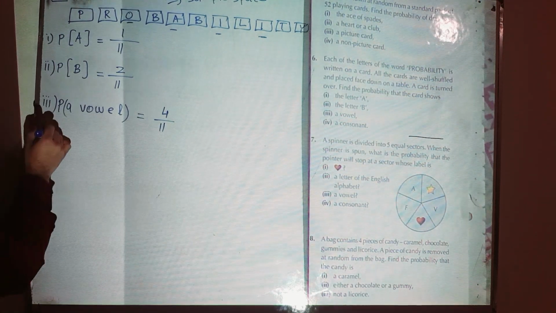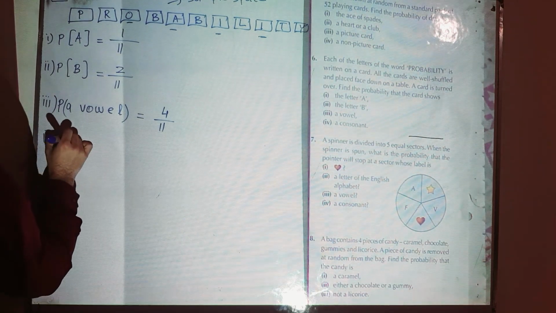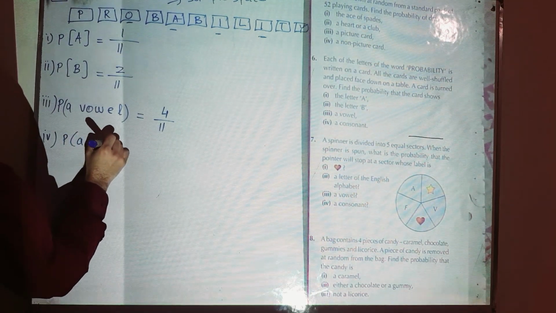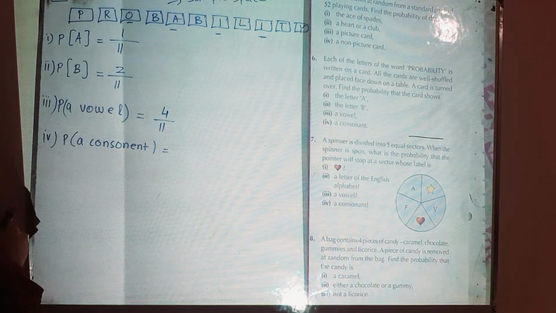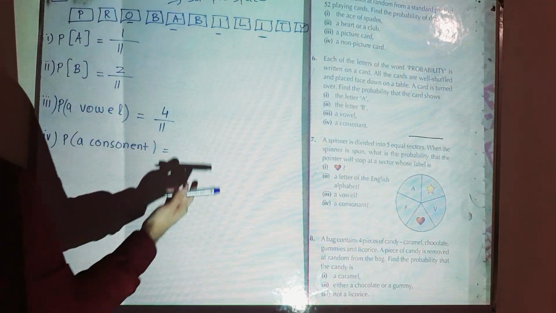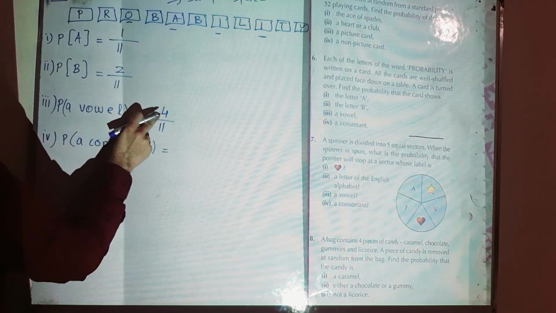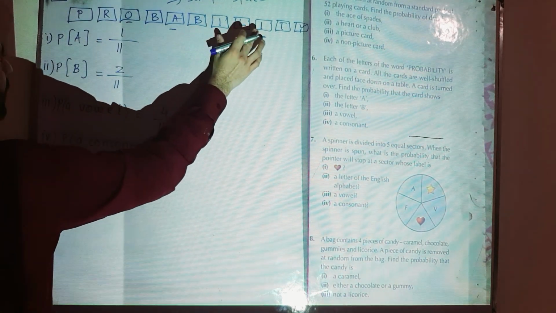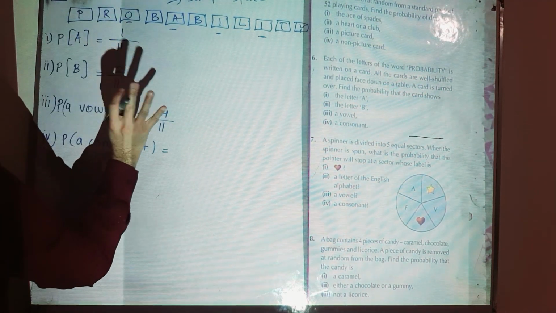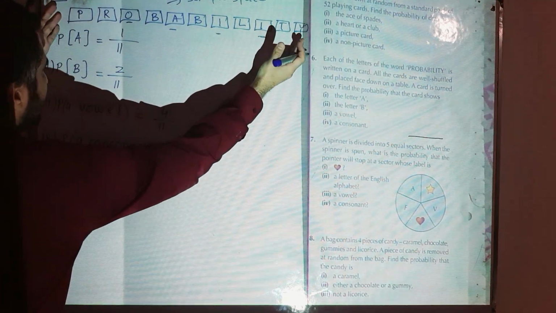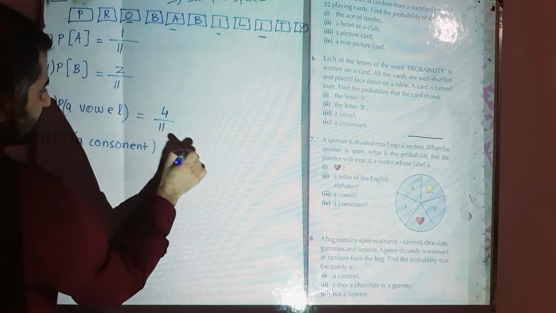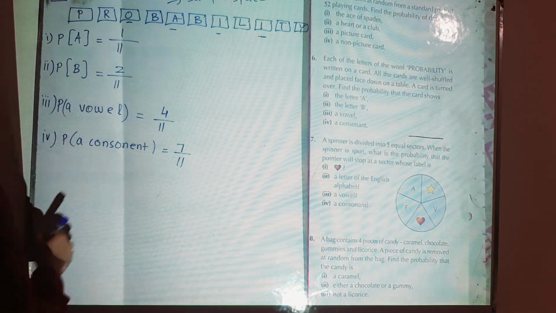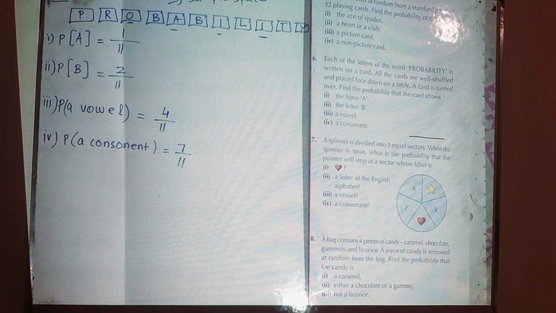And for part number 4, consonant. Probability of having a consonant, and that is not a vowel. Okay, the rest of the cards are consonants. If we have 4 vowels, I, A, I, O, then out of 11, 4 are vowels and the rest 7 are consonants. 7 by 11 is my answer for this part. This is the answer for question number 6.